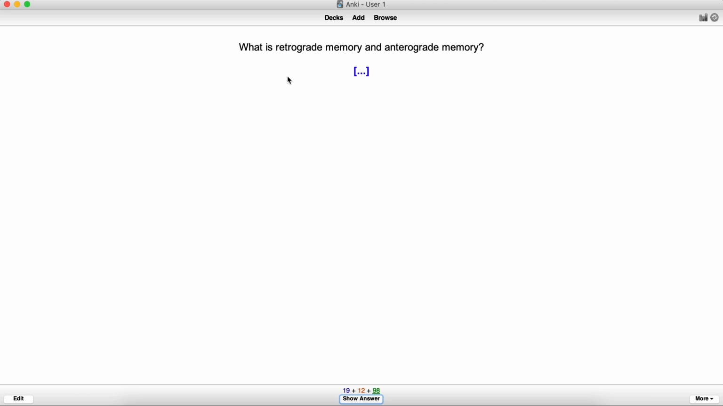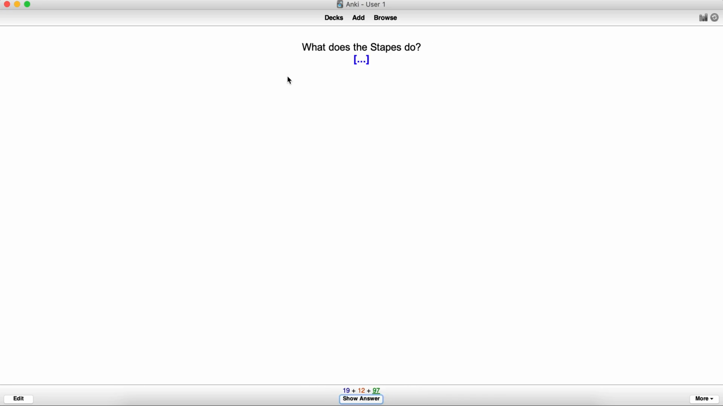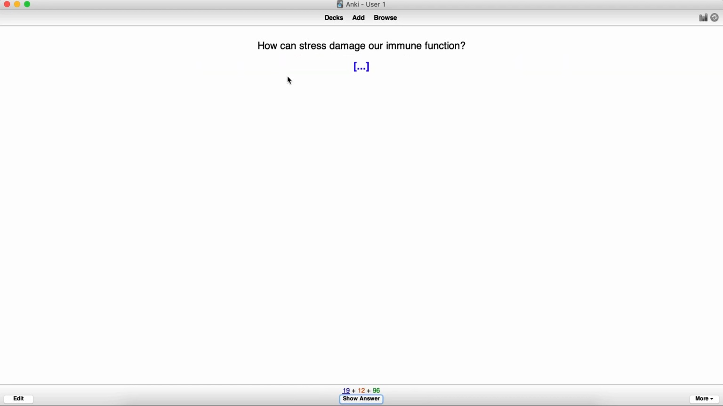Retrograde memory is the ability to remember previous information before brain injury. Anterograde memory is the ability to form long-term memory after brain injury. The stapes vibrates at the same frequency as a stimulus, which shifts the elliptical window back and forth.